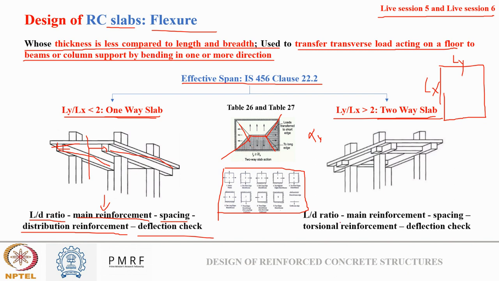slab. And based on that, we saw how we can calculate the bending moment across both directions, positive and negative both, and how we provide the main reinforcement, spacing, and if my ends are restrained, how we provide the torsional reinforcement, and finally do a deflection check. So this was the whole overview of slab design, how we did the design of RC slab.